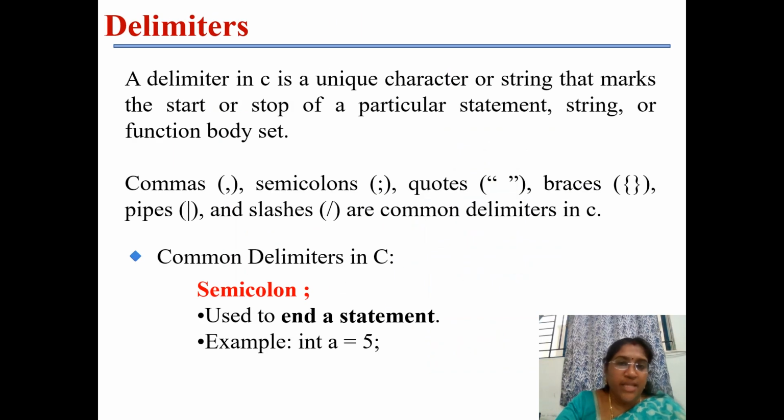Delimiters in C. Delimiters are symbols used to separate or define boundaries in code. They help the compiler understand the structure of a C program.